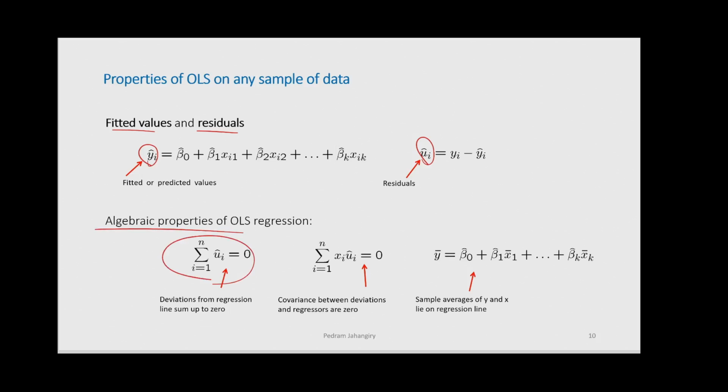The summation of these residuals is 0. The correlation of residual with all the explanatory variables is 0. And the averages lie on the regression fit. So it's not a line anymore. If it is 3 dimensions, it's a hyperplane. If it is 4 dimensions, I have no idea what it is, right? A human eye cannot have a good understanding of more than 3 dimensions. But it is something, and we know that the averages will lie on that something.